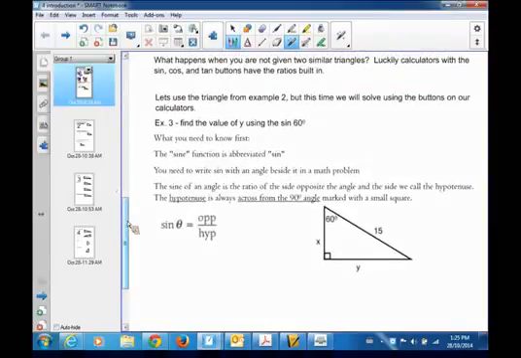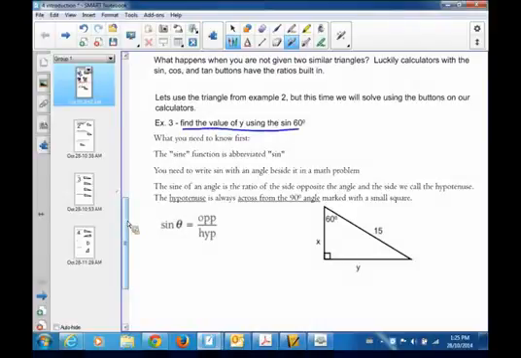Okay. We're going to use our calculator this time with the sine and cosine buttons and stuff. So the example here is find the value of y using this sine of 60 button. Can't just jump right into this because this is new. What you need to know first is sine, S-I-N-E.